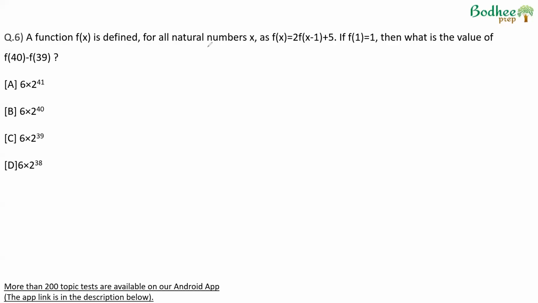A function f(x) is defined for all natural numbers as f of x is equal to twice of f of x minus 1 plus 5. So every term is 5 added to twice the previous term. F of 1 is equal to 1. Now if you put x as 2, we'll get f of 2 is equal to 2 times f of 1 plus 5, which is f of 2 becomes 2 into 1 plus 5, which is 7.